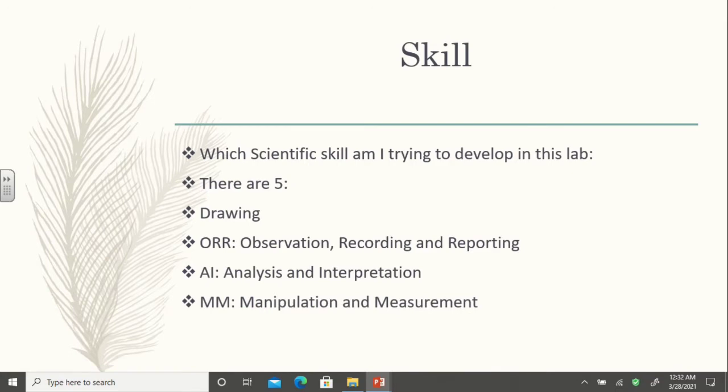In your manipulation and measurement, can you use laboratory apparatus and materials? Can you titrate? Can you measure something using a measuring cylinder? Can you measure something using a thermometer properly? Because of course people will do things like that, but they're not doing it properly. And there is a way how to do these things properly so that we can get accurate results, right?